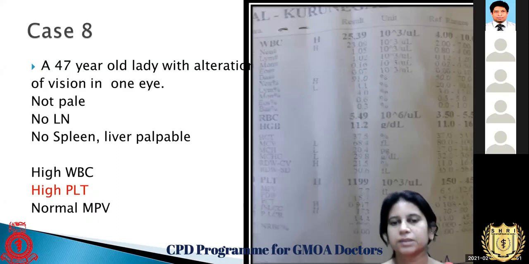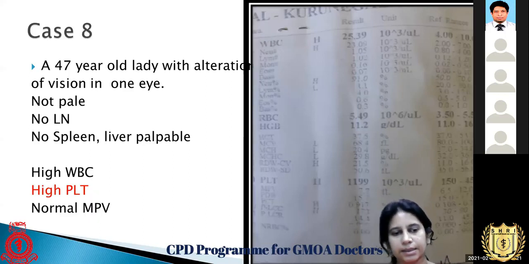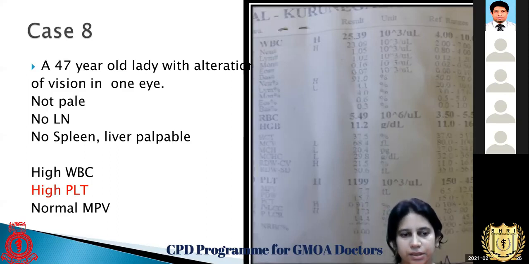WBC 25,000. Neutrophils 23,000. There's neutrophil leukocytosis. RBC normal, Hb normal, MCV, MCH on the low side. This platelet count is grossly elevated. The normal upper limit is 450. So here it's 1,200 or so. So it's a high platelet count, normal MPV, with transient alteration of vision in one eye.